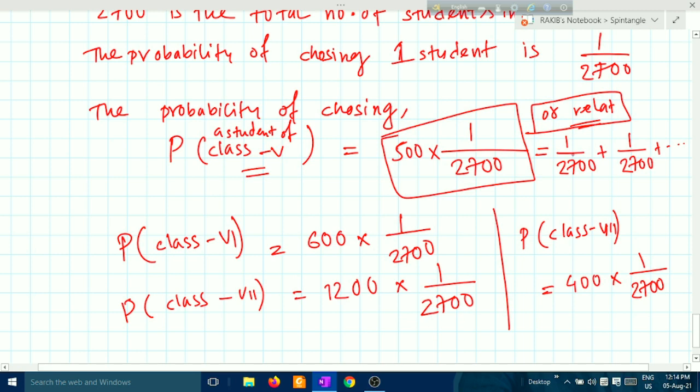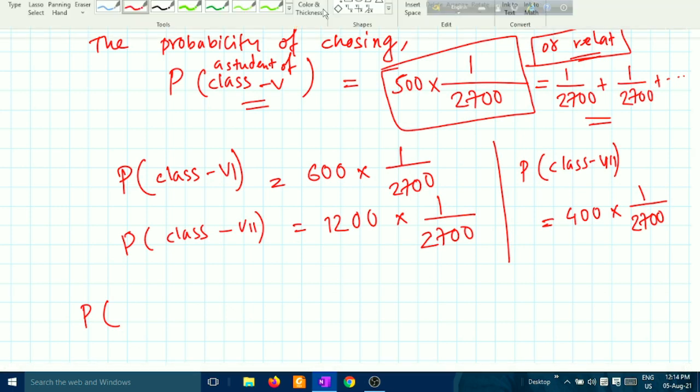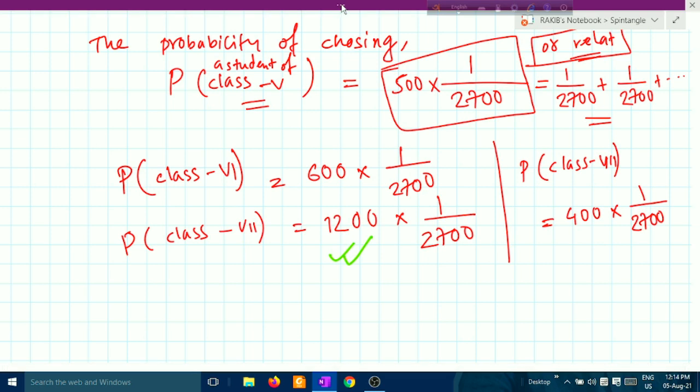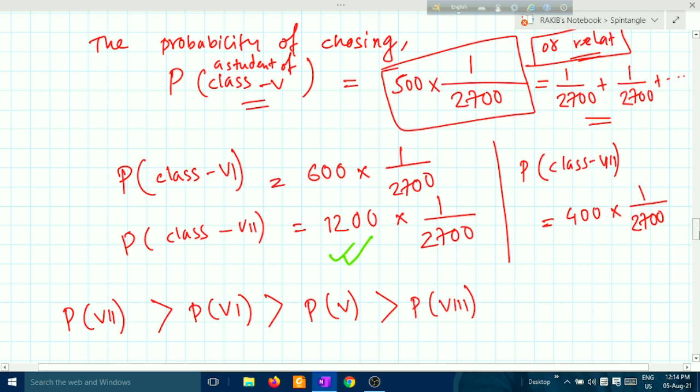Okay. This comes from the summing property. We can easily see from this fact, let me change the ink, that this probability is the maximum because this is 1200 times 1/27. This is the maximum probability, the probability of taking a student from class 7. Probability of a class 7 student is the maximum probability. Then comes the probability of choosing a student from class 6, then the probability of choosing a student from class 5, and then the probability of choosing a student from class 8. This is most interesting.